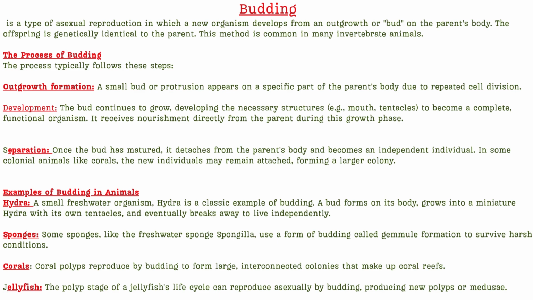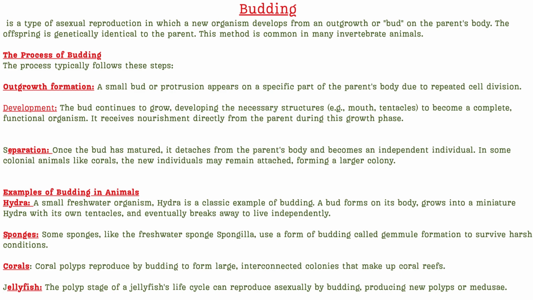Budding. It is a type of asexual reproduction in which a new organism develops from an outgrowth or bud on the parent body. This offspring is genetically identical to the parent. This method is common in many invertebrate animals. The process of budding typically follows these steps.